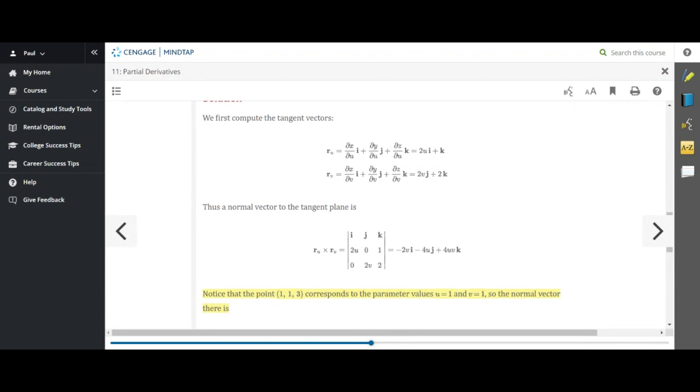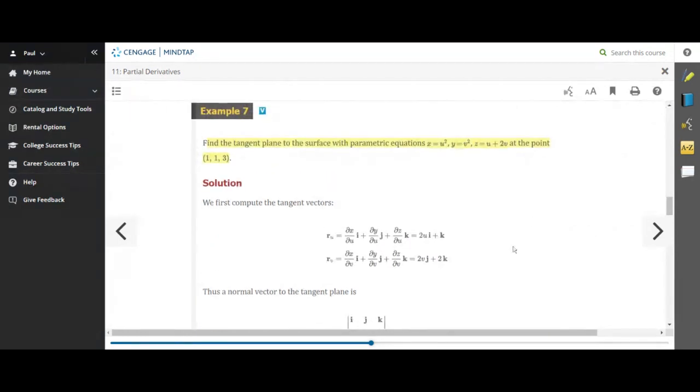Well, that makes sense because if you look at (1, 1, 3) and then look at x, y, and z, your parametric equations for this surface, u and v would have to be 1. There's no other way that point would be on that surface. It's on the surface when u equals 1 and v equals 1. So in other words, when u equals 1 and v equals 1, if you were to draw the position vector with those components x, y, and z, it would touch (1, 1, 3).